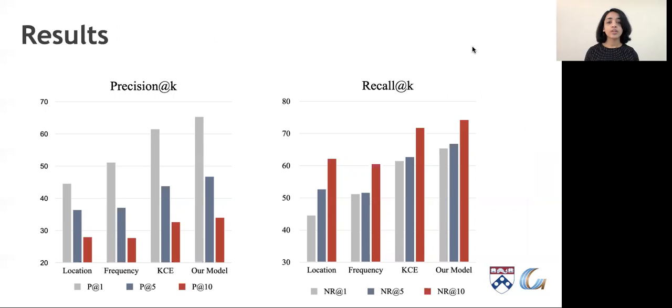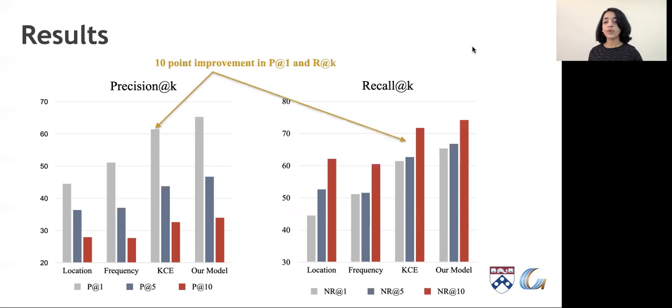First two, the location and frequency are the simple heuristic-based methods, and KC is the model by Liu et al., which we briefly mentioned in the beginning is based on the kernel centrality estimation and focuses on identifying the interactions between different discourse units in the document. It adds a 10-point improvement in precision at 1 and the recall matrix on the simple baselines of location and frequency. Now, if we look at our model, it performs better than KCE on all metrics.